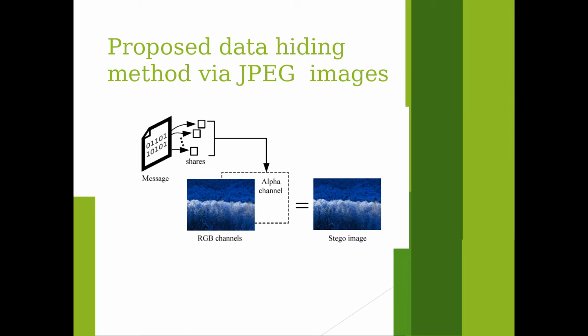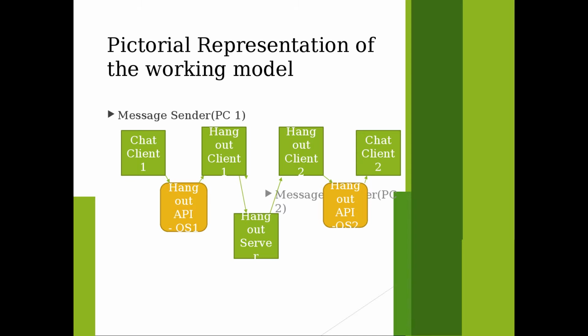If you can see this, this is the data embedding process, and the reversal process is the data extraction. In the data embedding, you can see the binary message of zeros and ones being divided into shares, and those shares are then mounted onto the alpha channel, where the RGB channels are untouched, producing a steganographic image after the embedding process. Once the stego image is received by the receiver, it will extract the information hidden inside the image from the alpha channel.